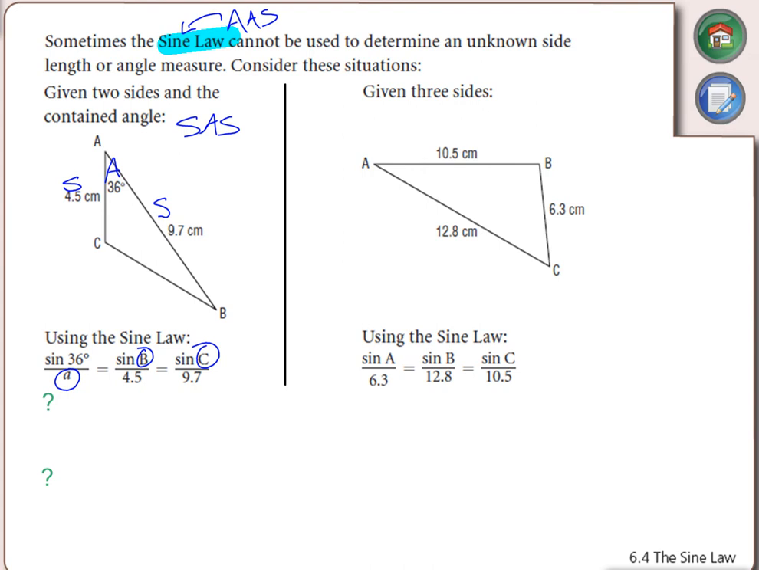Likewise, if we have all three sides. So if we've got side, side, side, or SSS, no go on the sine law. Because again, you've got one thing missing from every fraction. We can't find and isolate one of the variables.